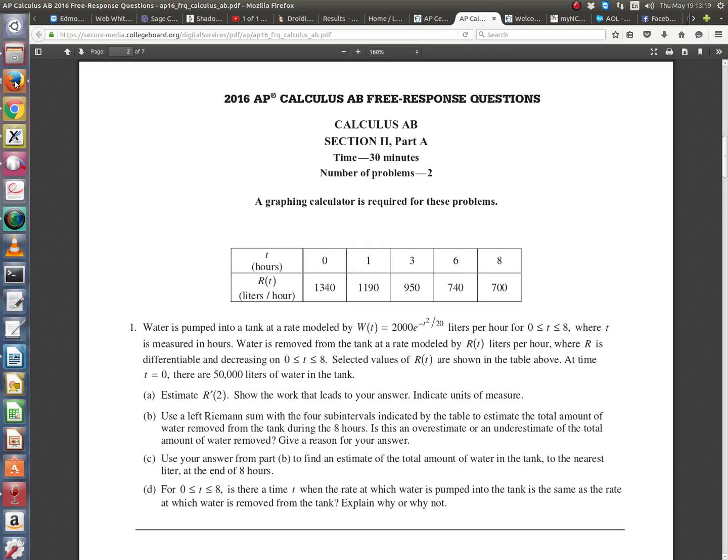Alrighty, 1c. Use your answer for part B to find an estimate of the total amount of water in the tank to the nearest liter at the end of 8 hours. Well, remember, at t equals 0 we have 50,000 liters of water. And during that 8-hour period, we just had an overestimate of how much water was lost based on R of t, 8,050 liters. So we're going to subtract that from the 50,000. But then are we going to add up all the water that's pumped in? Okay, so let's write that down.